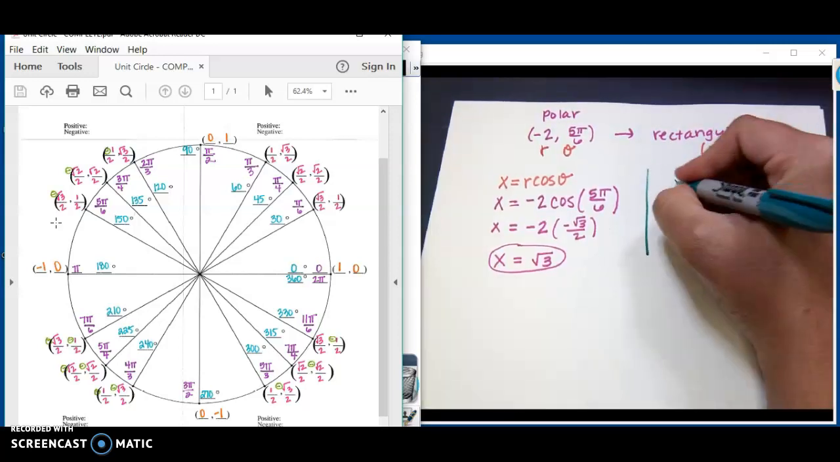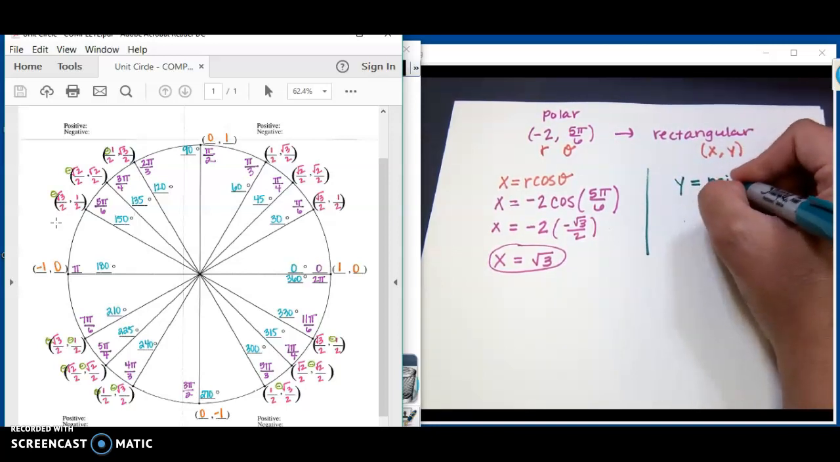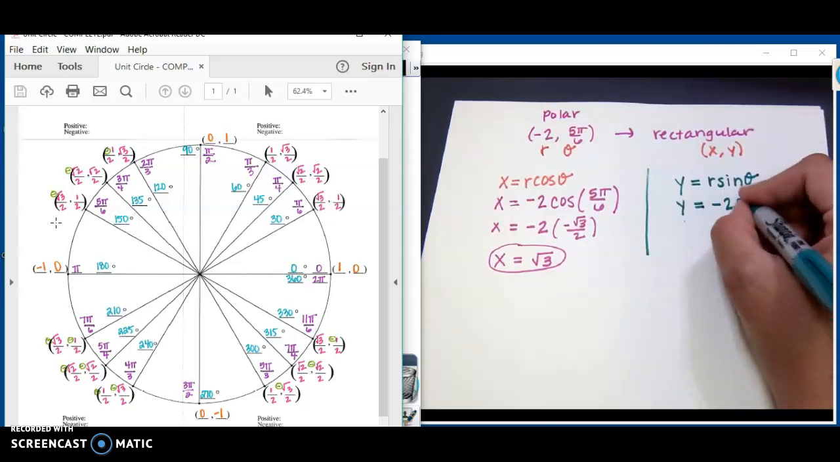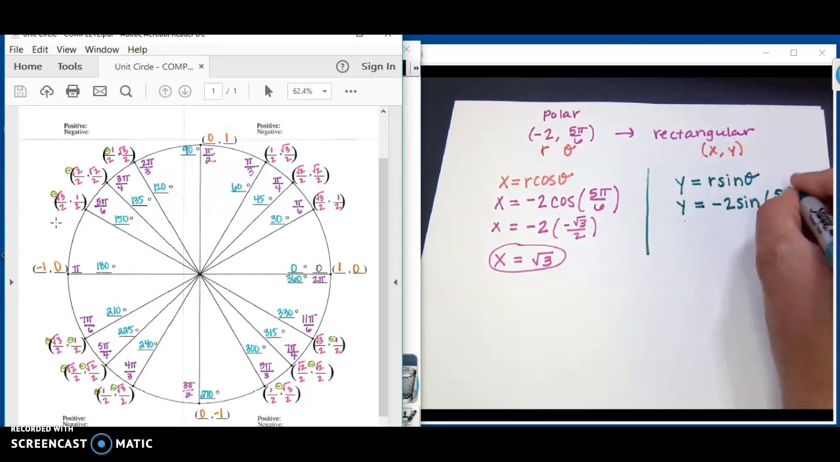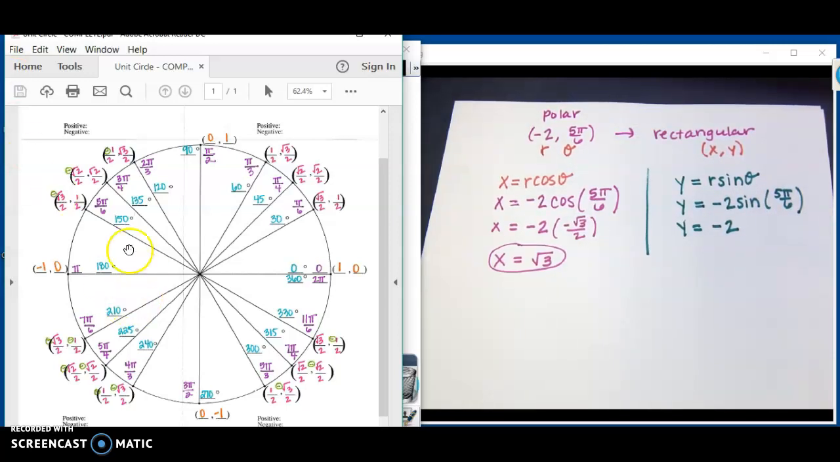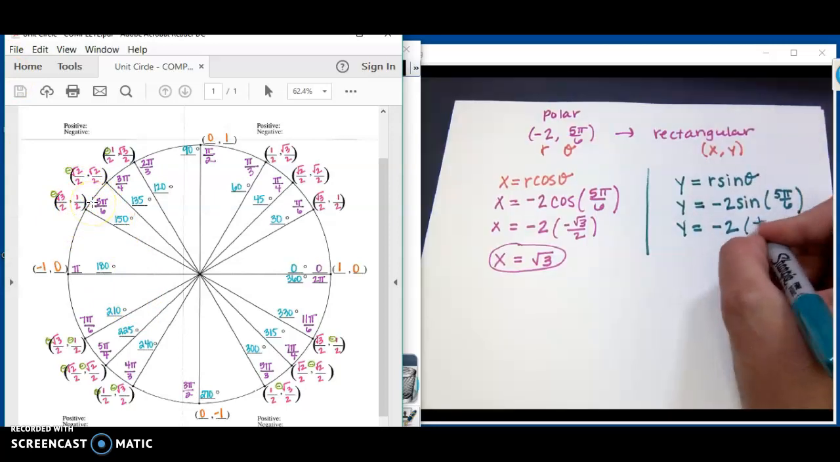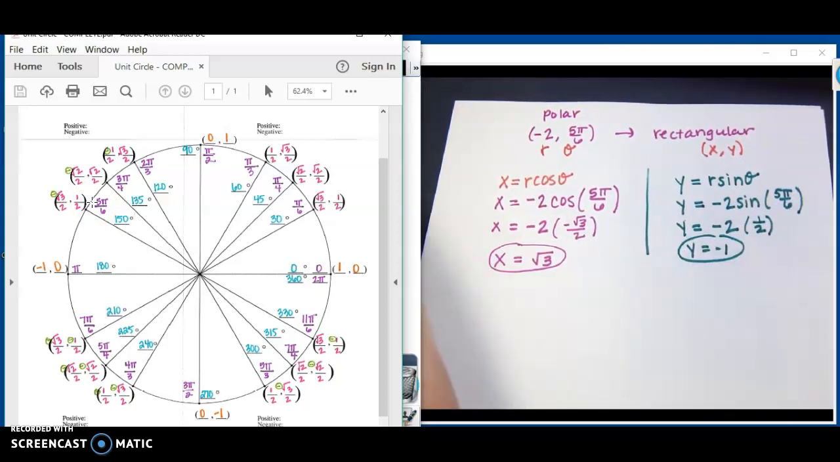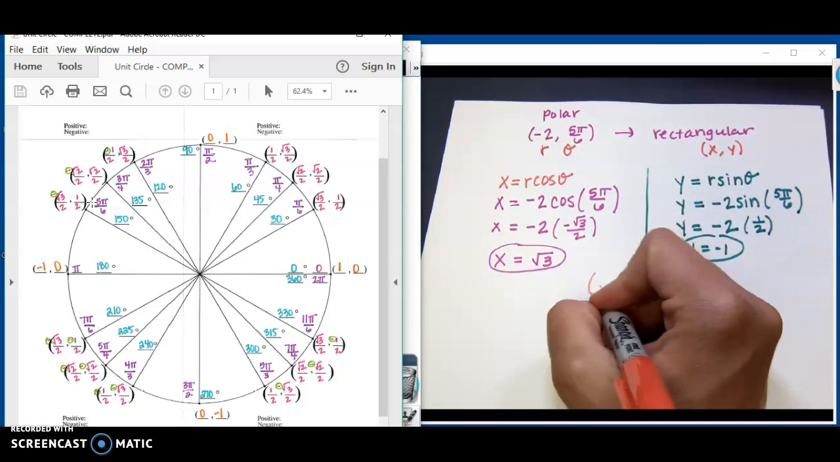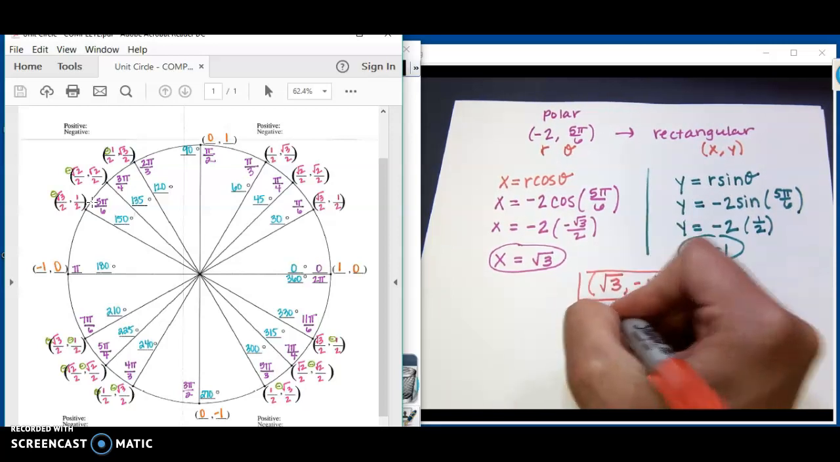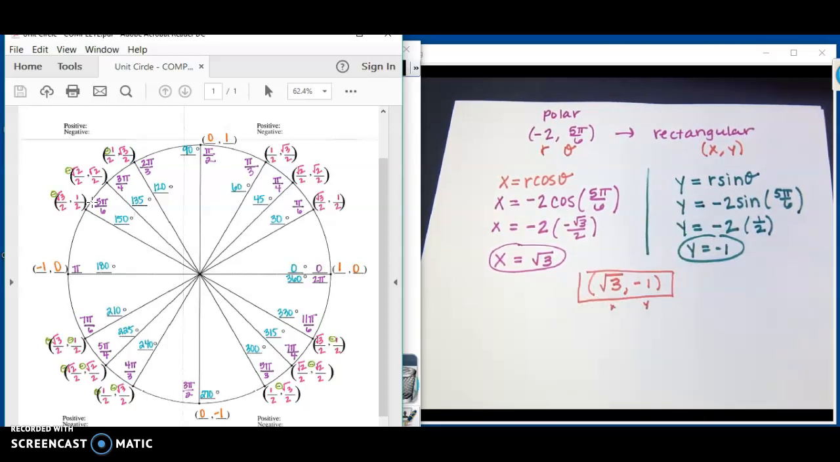And then I need to find my y coordinate. So y is the formula r sine theta. So y equals r, which is negative 2, sine of our angle, which is 5 pi over 6. Using our unit circle, we're back at 5 pi over 6. Sine is the y value, so the y value here is 1/2. So negative 2 times 1/2 is negative 1. So this is the polar form. The rectangular form of this point would be the ordered pair square root of 3, negative 1. This is my x, this is my y, and that is now in rectangular form.